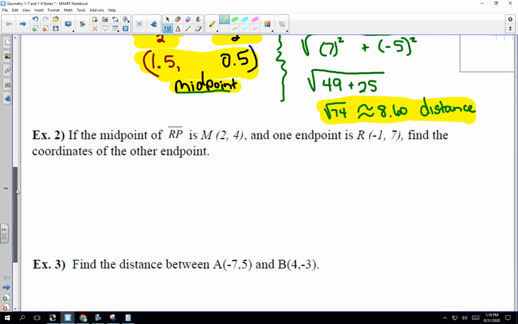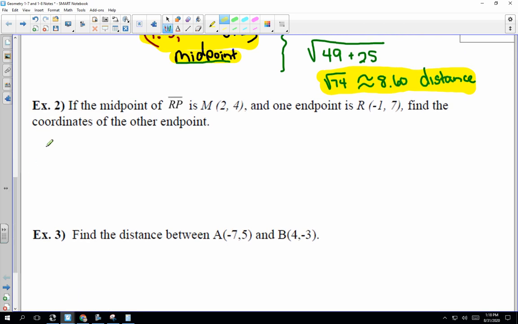Okay, we're going to try that process again. If the midpoint, oh, this one is a little trickier, they're going to give us the midpoint. So they're giving us the answer first. And one endpoint is -1, 7. So we're going to call this x1, y1. Find the coordinates of the other point.